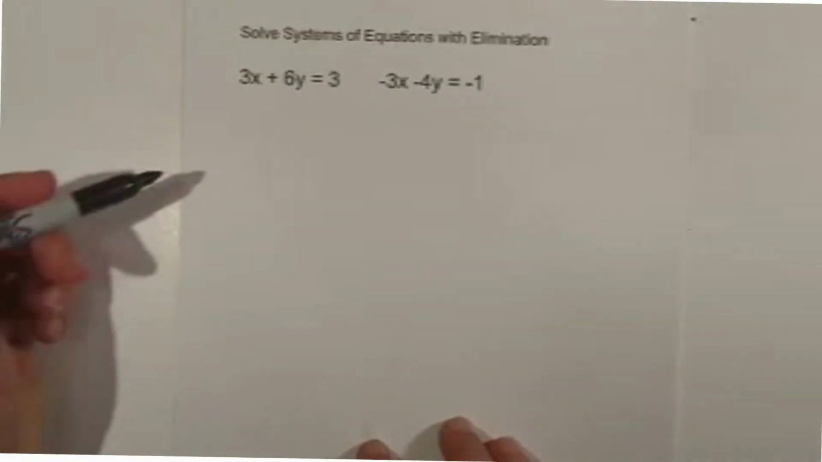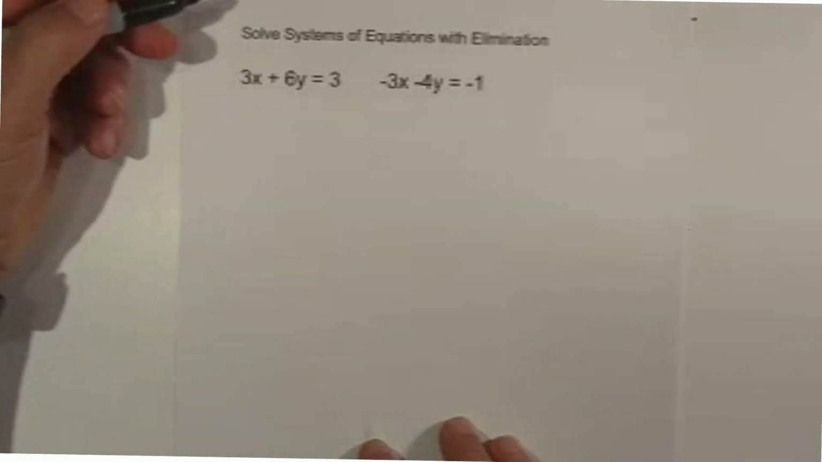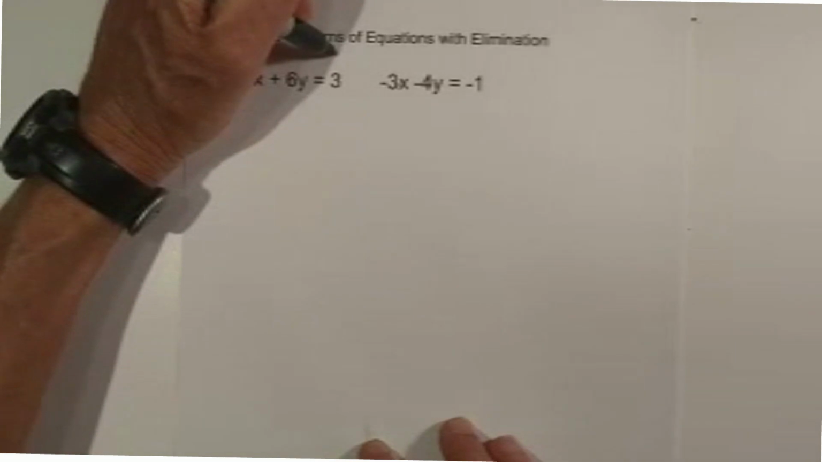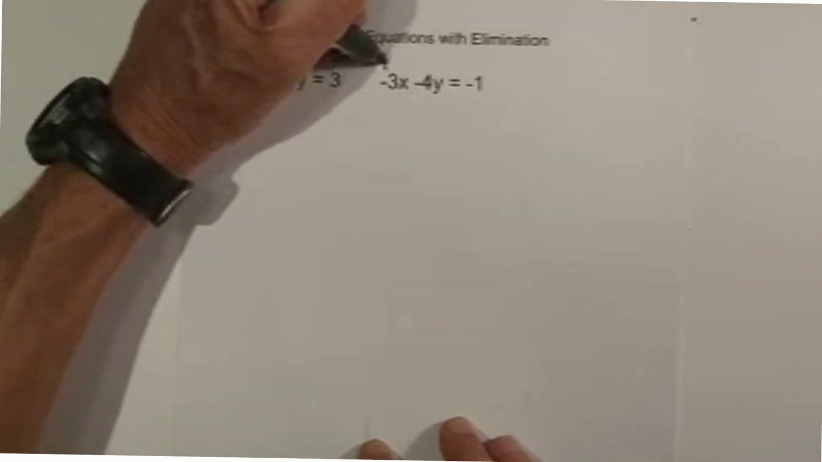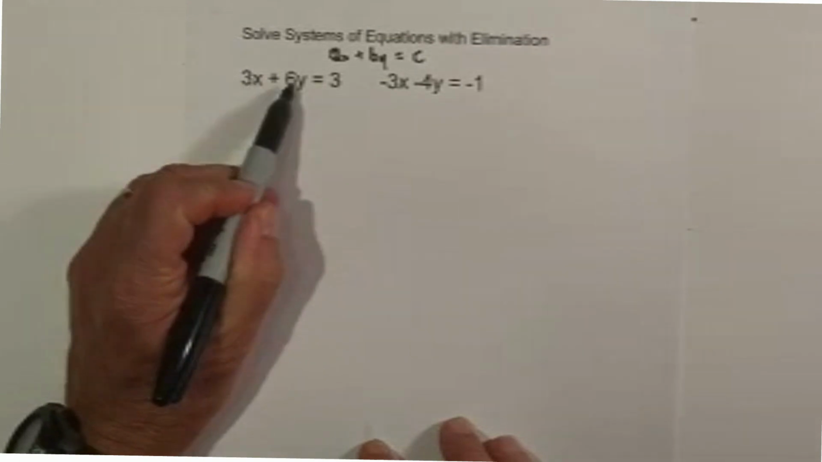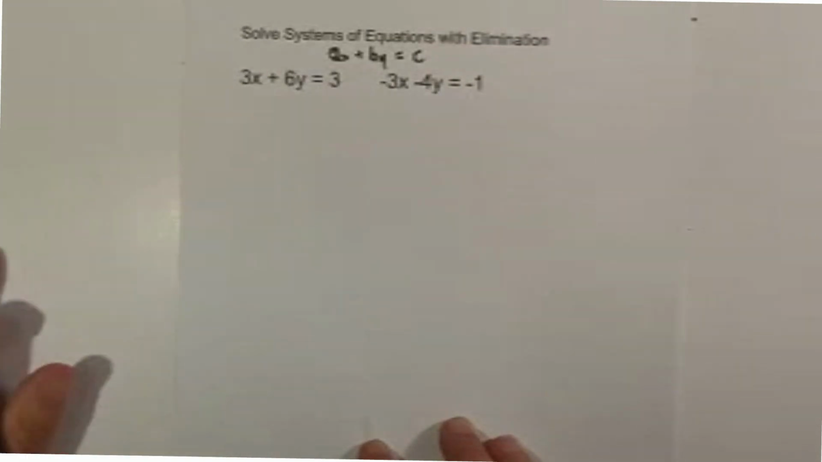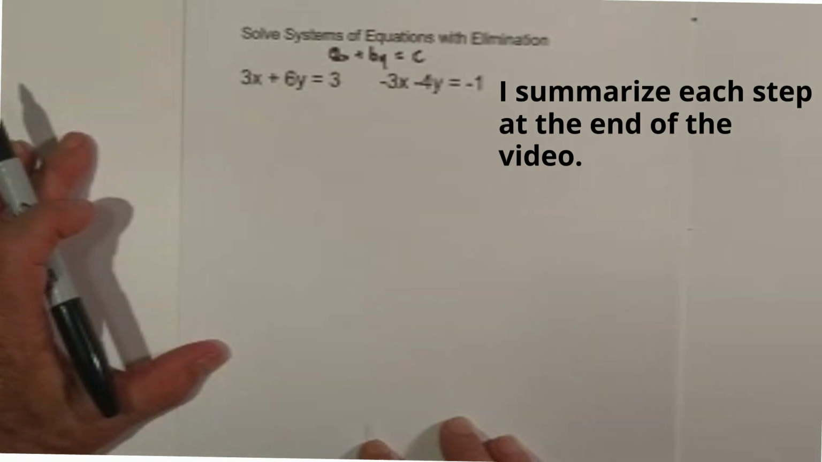Okay, let's solve the system of equations using elimination. The first thing, make sure it's in the format ax plus by equals c. So here we have x, y, c, x, y, c. That's step one.